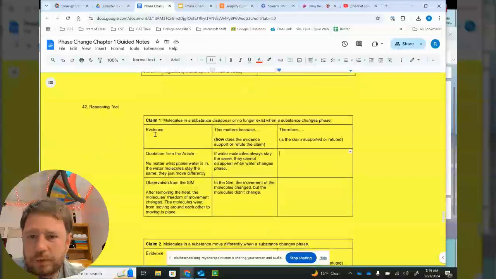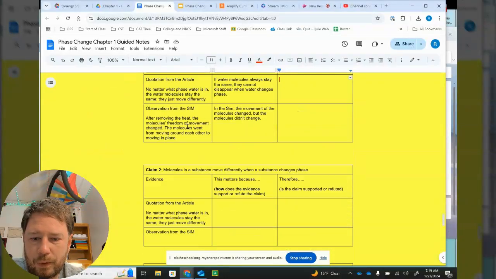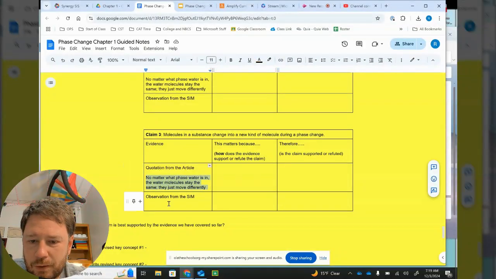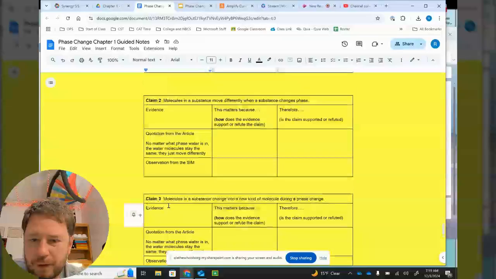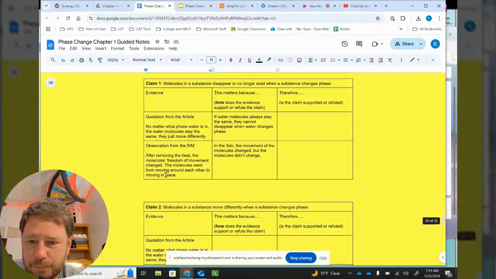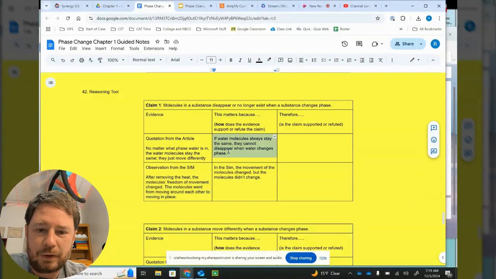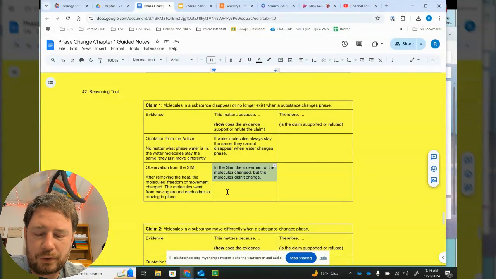So when we look at question 42, we have a table for claim 1, a table for claim 2, and a table for claim 3. The evidence is here on the left. We give you the evidence from the article, and then you have to write your observations from the sim in here. And we filled out the evidence. So the evidence from the article is in all three of them. The observation from the sim is right here, at least for the first one. And then we filled out the "this matters because" for the first claim.